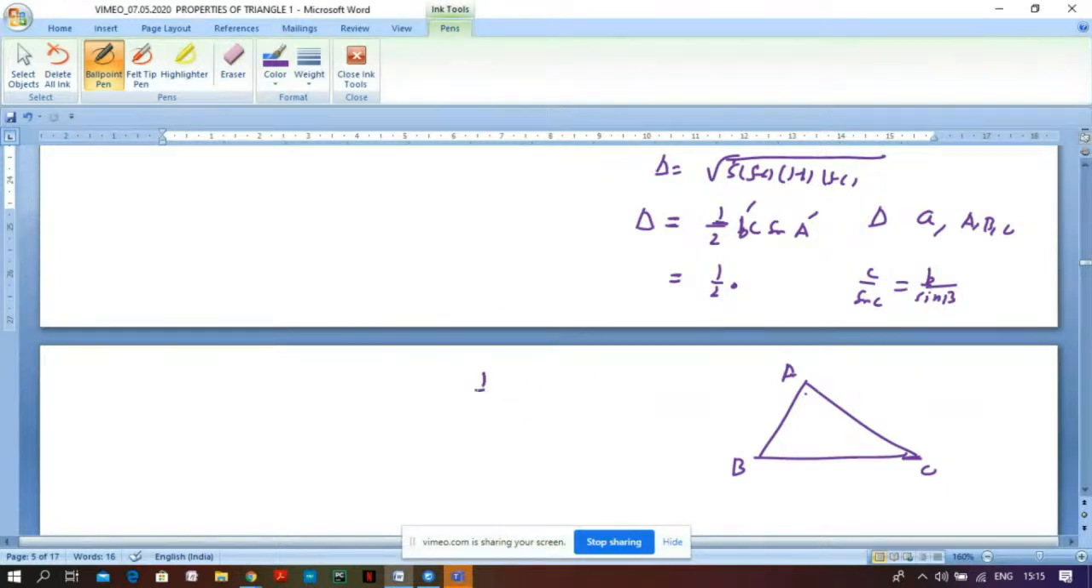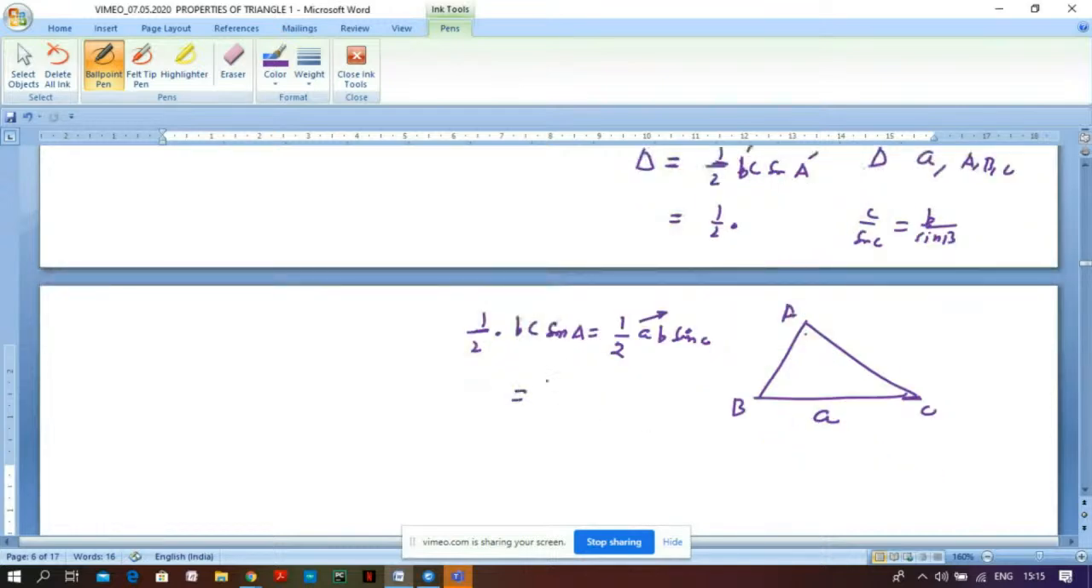So let me write it here. Half BC sine A, I rewrite as half, and A you want, but you don't want this one. So half AB sine C. In that, what will happen? A is already there, so we don't worry about A. Instead of this, we are using half AB sine C. Now half times, so I change my approach. Half times A you keep, and B.